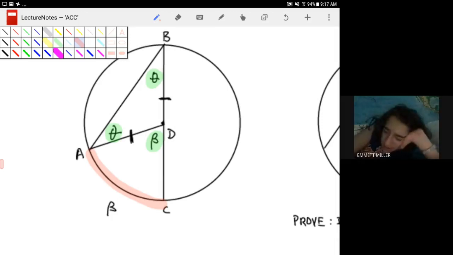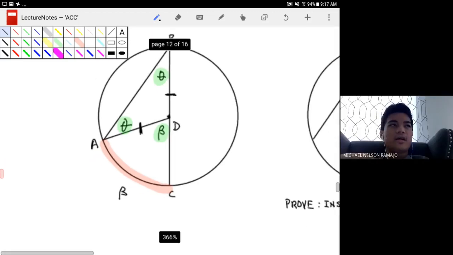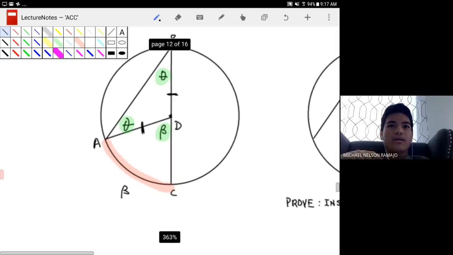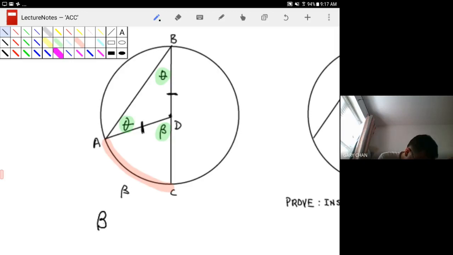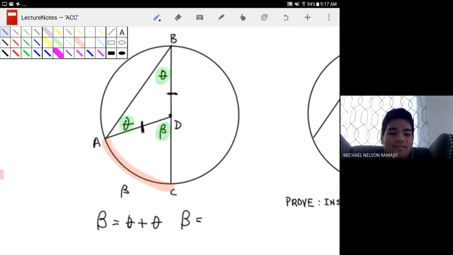Maybe it's 2 interior angles are greater than that exterior angle. No, although it has something to do with that. I think it's 2 interior angles is equal to the exterior angle. That's it. Beta, which is the exterior angle, is equal to theta plus theta. Oh yeah, you're right. I remember that one. The triangle, yeah.